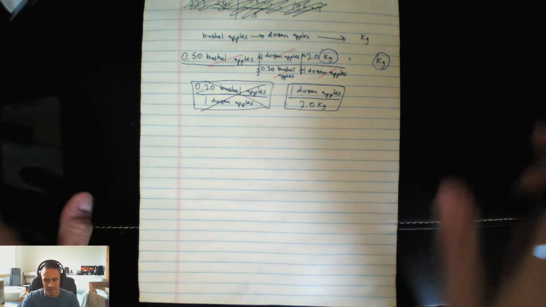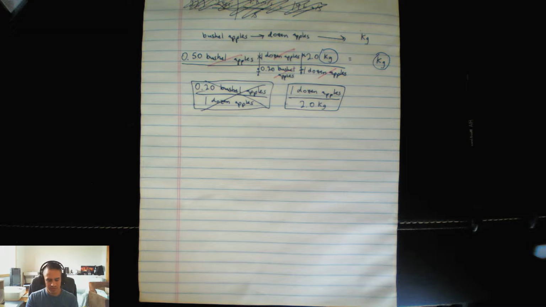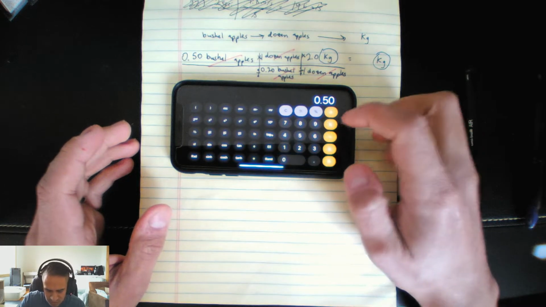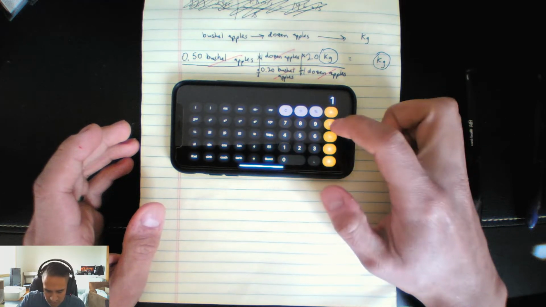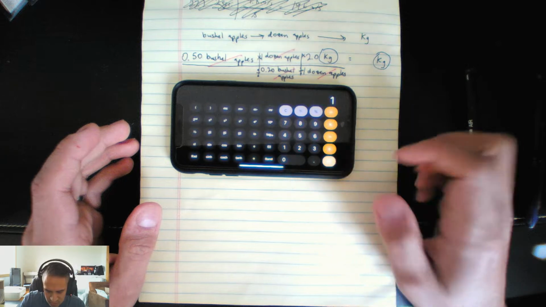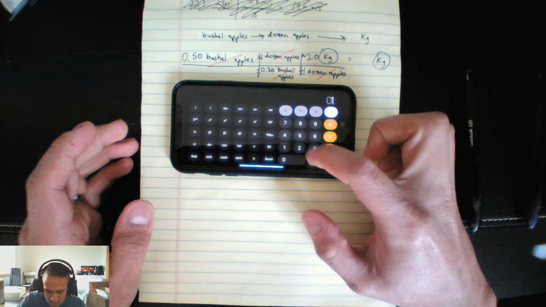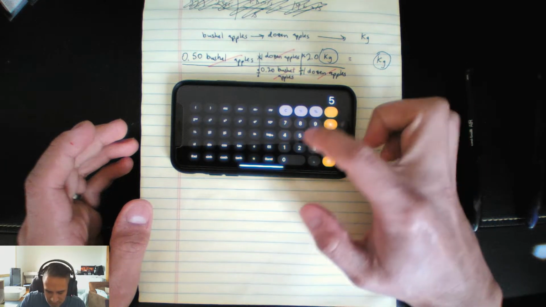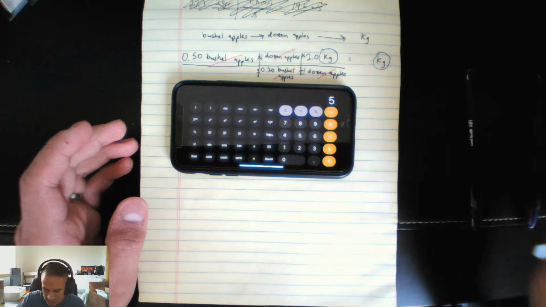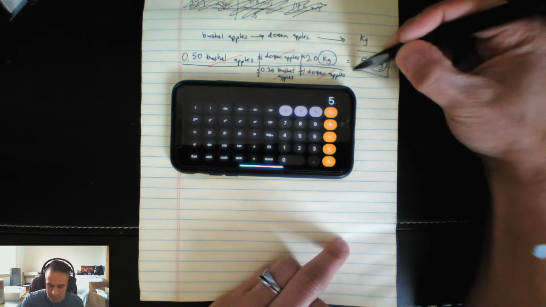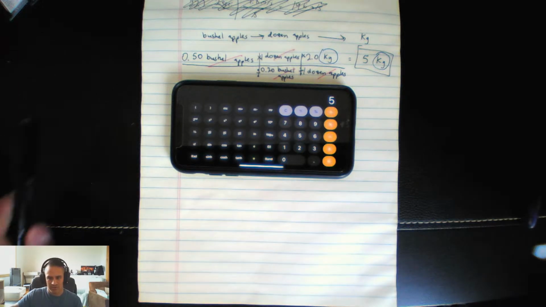Okay, so let me pull up my calculator here. I'm just using my phone, which is fine. Right, so we are going to take 0.50 times 1 times 2.0 equals. Is that right? Yeah, okay. Divide by 0.20, divide by 1 equals. All right, so we get an answer of 5 kilograms. Okay, that is the answer that they are looking for.